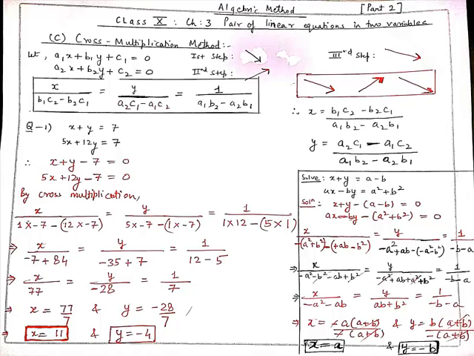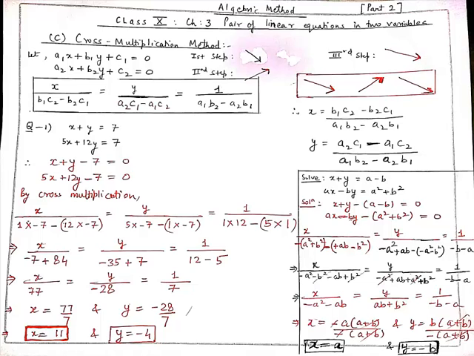On solving it, students, we get x upon minus 7 plus, minus into minus is plus, so 12 into 7, 84, equal to y upon 5 into minus 7, minus 35, and again minus into minus plus 7, which is equal to 1 upon 12 minus 5. On solving it, we get x upon 77, y upon minus 28, 1 upon 7. Now we will equate x upon 77 with 1 upon 7 and y upon minus 28 with 1 upon 7. On solving it, we get x equal to 11 and y equal to minus 4.